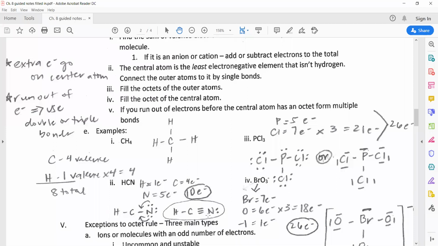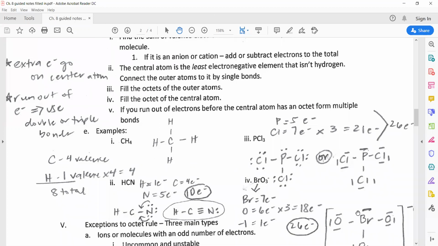And let's count now and see what I just did. Have we still used a total of 10? 2, 4, 6, 8, 10. Yep, we still have a total of 10. And then you see if everybody's happy. H has 2, carbon has 8, and nitrogen has 8. So this is the correct structure. Everybody's happy. We had to use a triple bond because we ran out of electrons.